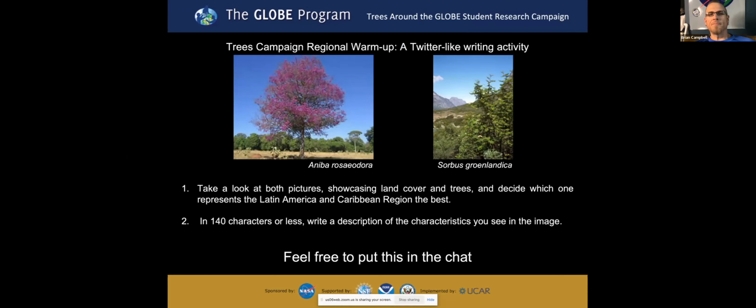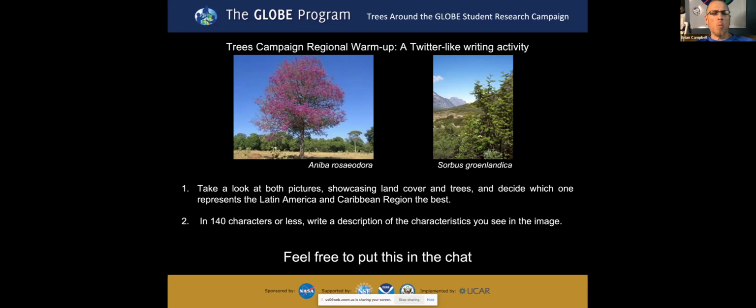So here we go. Here we have the regional warm-up. Those of you who have been on the webinar before, you're going to take a look at both of these images and determine several things. One is to take a look at both pictures. What type of land cover and trees do you see? Or basically, what do you see here? What can you identify in these photographs?